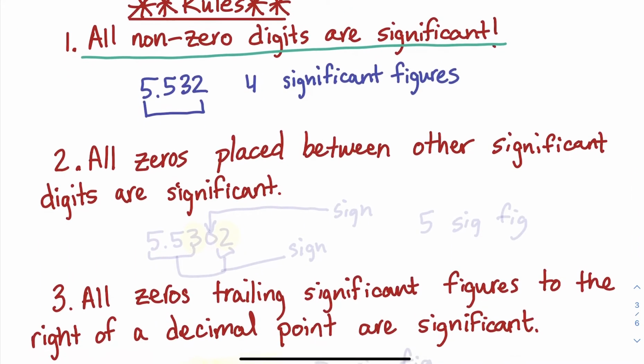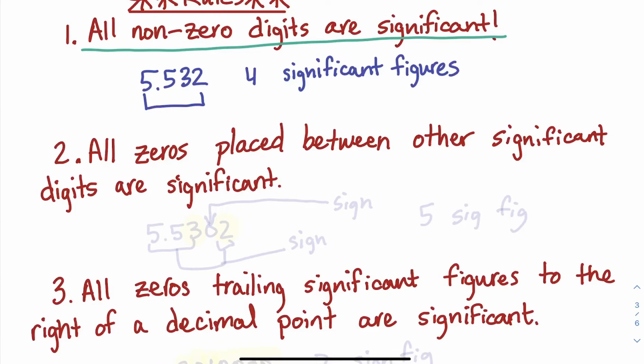The next thing is that if we have any zeros placed in between, so let's bring back that number that I was talking about, 5.5302. In this case, well, we would have to realize that, again, these 4 digits are significant. However, this 0 is also significant because it is between 2 non-zero digits. And therefore, we have 5 significant figures.